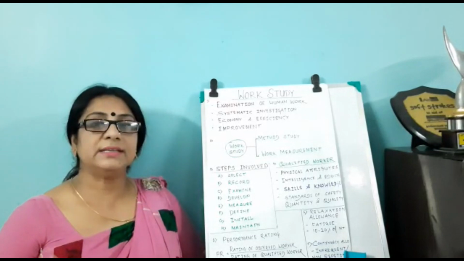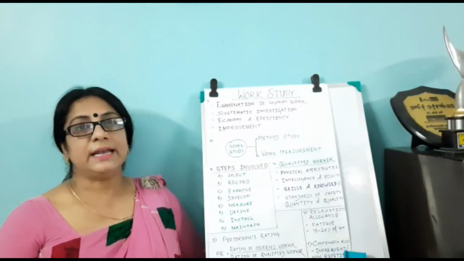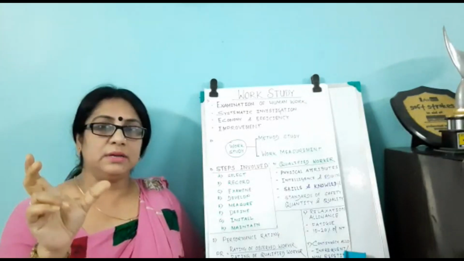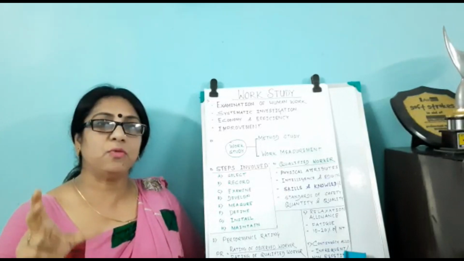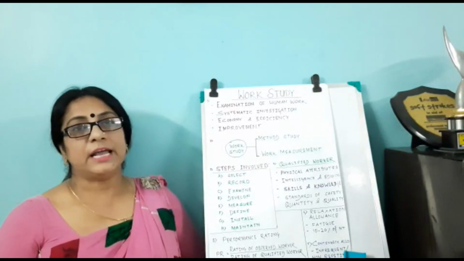Once it is defined, the sixth step is that it has to be installed. Install means it has to be put as a standard practice along with the method and the time, so that workers follow that standard practice in doing their job. And finally, it has to be maintained.